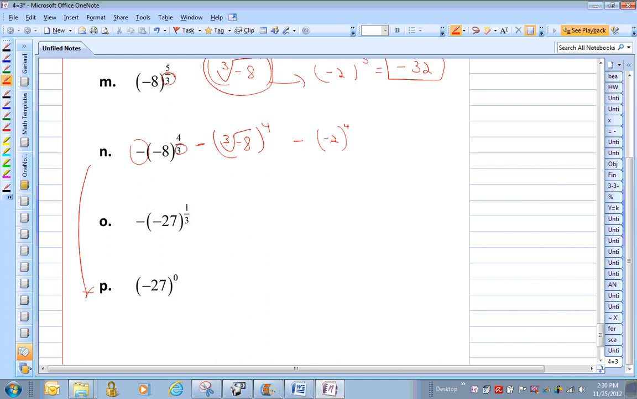Be really careful. A negative number to the 4th power, an even number of times, would be positive. But this negative stays. So we have a negative, and then this would be 2 times 2 is 4, times 2 is 8, times 2 is 16. This would be positive 16. But that negative applies at the end, so your final answer here would be negative 16. Really important. Be careful about those negatives and double negatives.